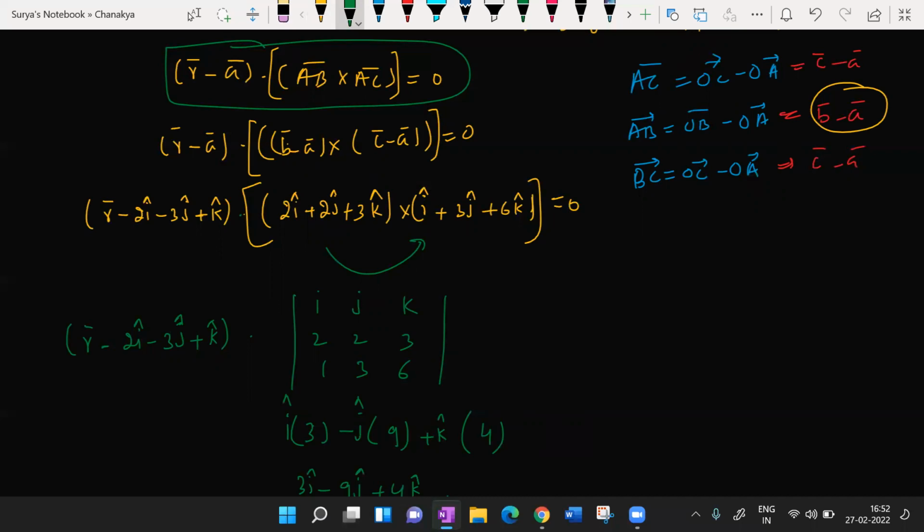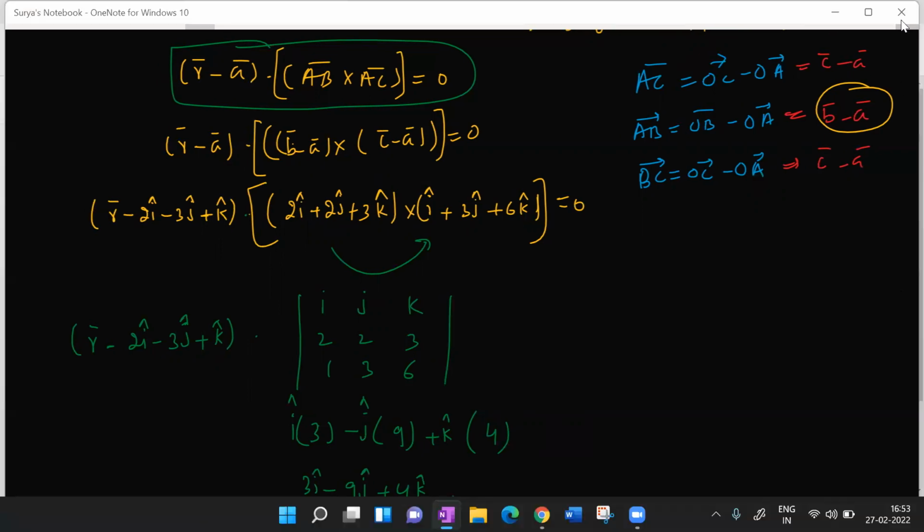OK, any more doubts? These are the doubts you asked. Apart from this, anything else? No. Okay, hope it is clear with you. Yes, clear. Any doubts? No sir, no more doubts.